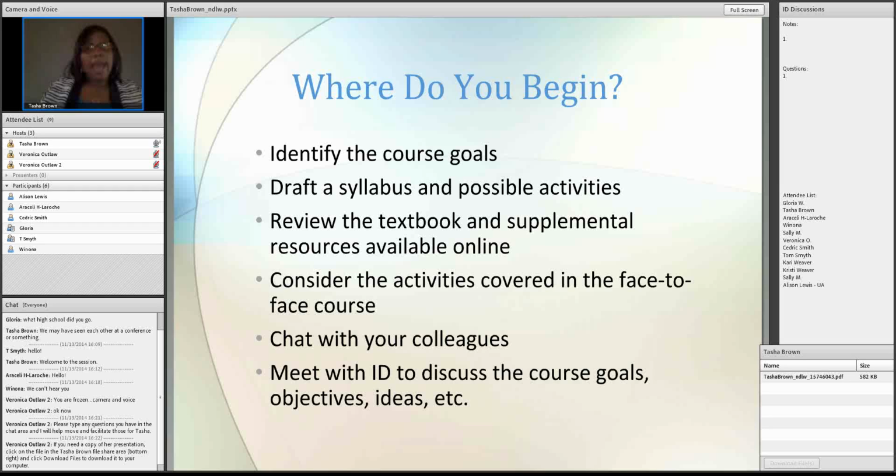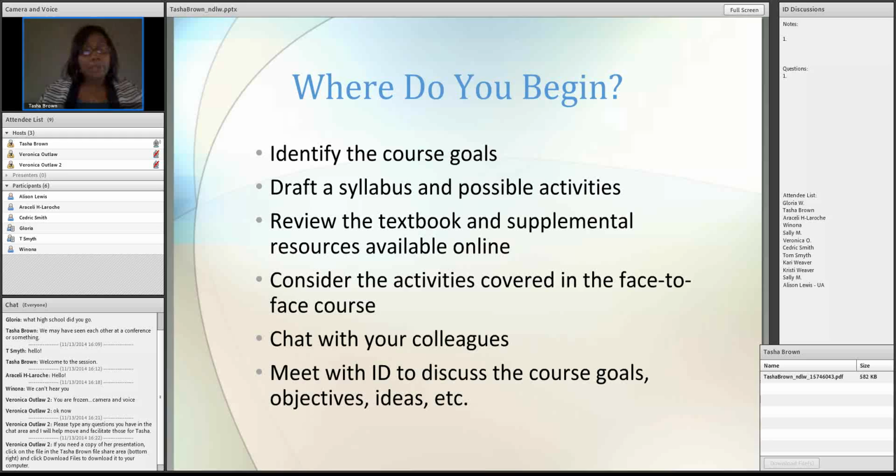You will look at your syllabus and it more than likely will have some course goals on there. So look at your course goals and just reevaluate them. Make sure, first of all, that they align with what your course is about, but more importantly, that they align with what your program is about. Then as you look at your course goals, you're going to draft your syllabus, or modify the one you have, and then look at possible activities. And by activities, I mean look at what you're currently teaching in your face-to-face course, or what you want to teach in your online course.